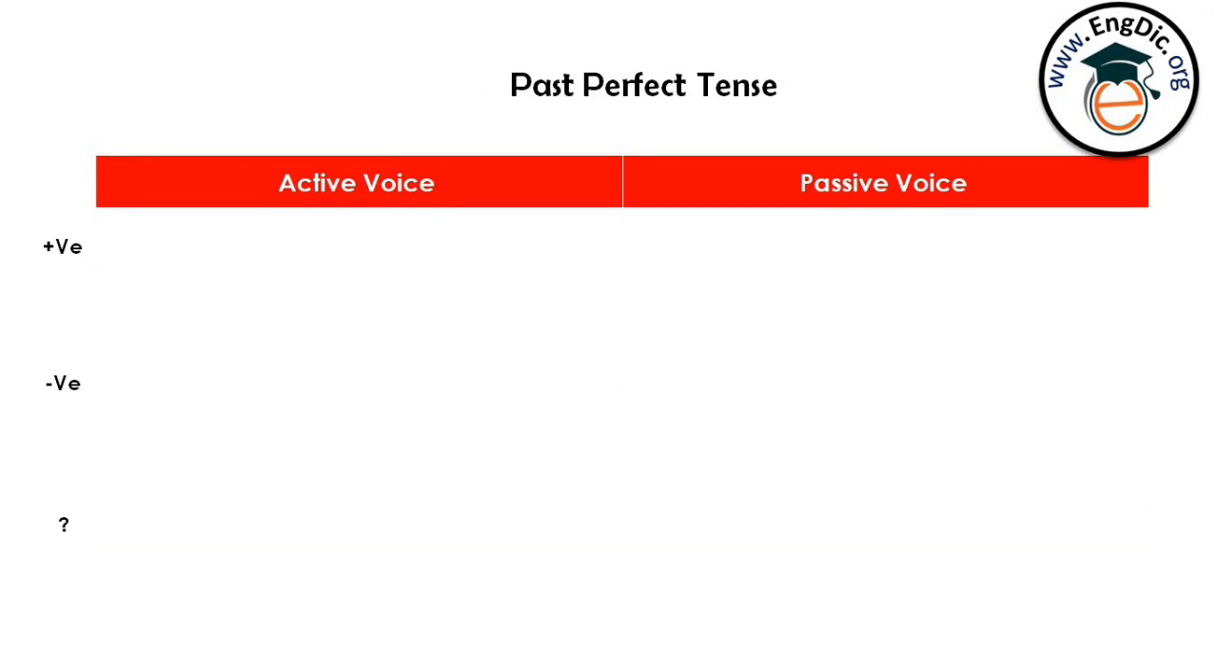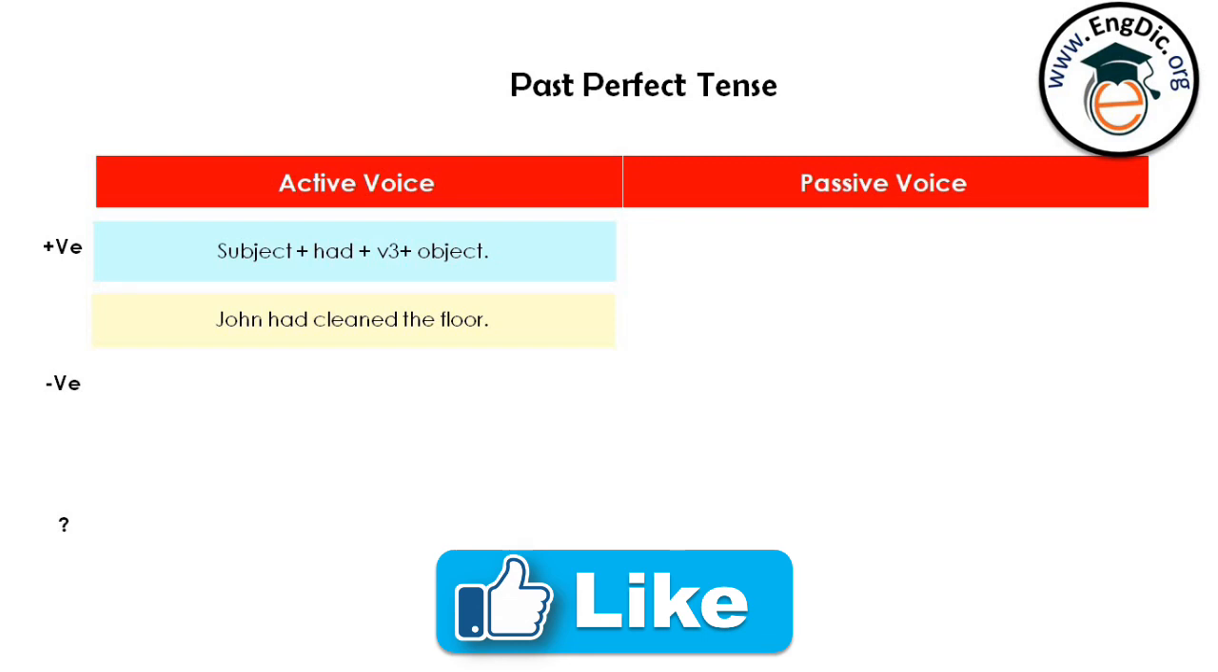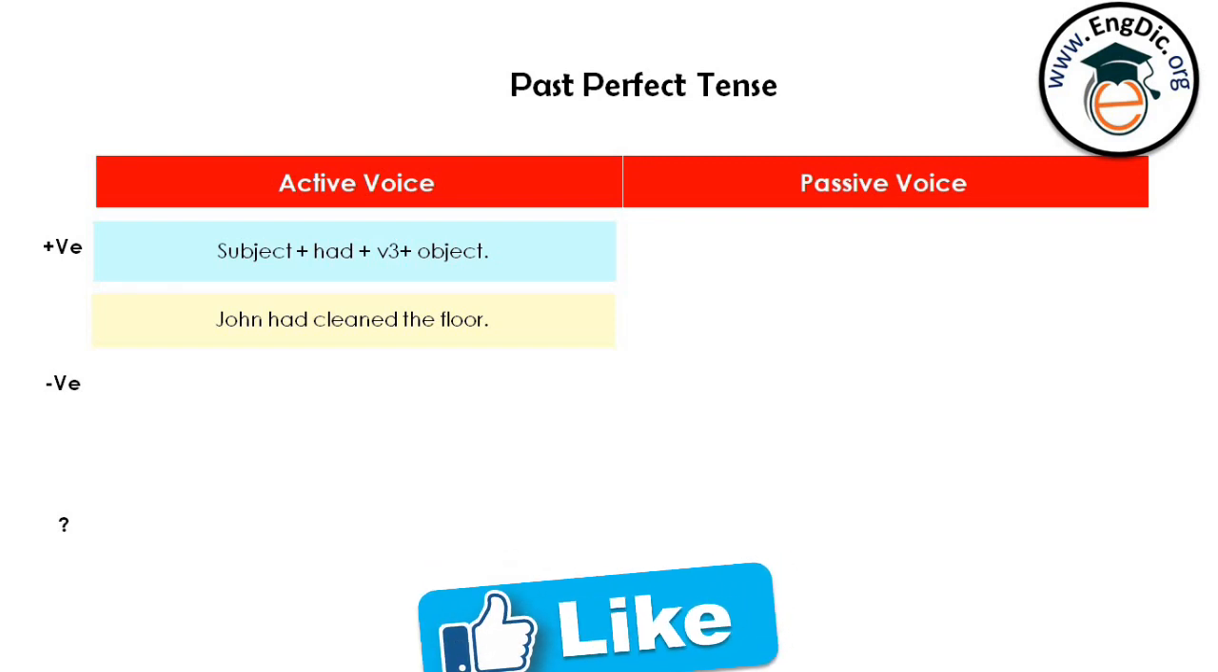Now moving towards past perfect tense. The formation of a positive or affirmative sentence in active voice is: we have to put the subject, then had, then third form of verb, and then the object. For example, John had cleaned the floor. We have put the subject John, and then had, then third form of clean is cleaned, and then the object, the floor.